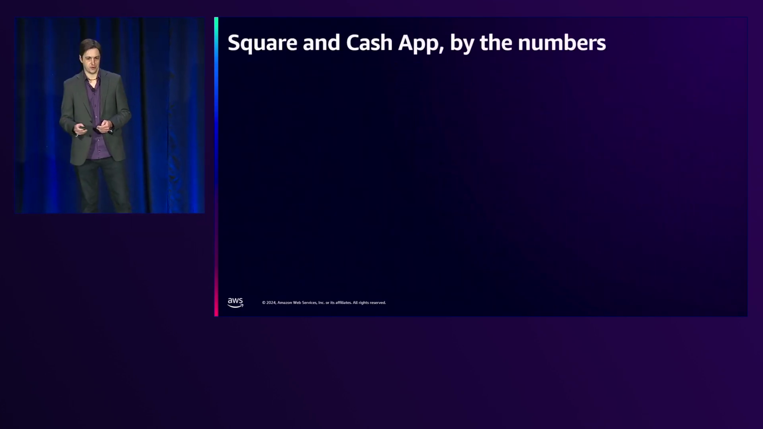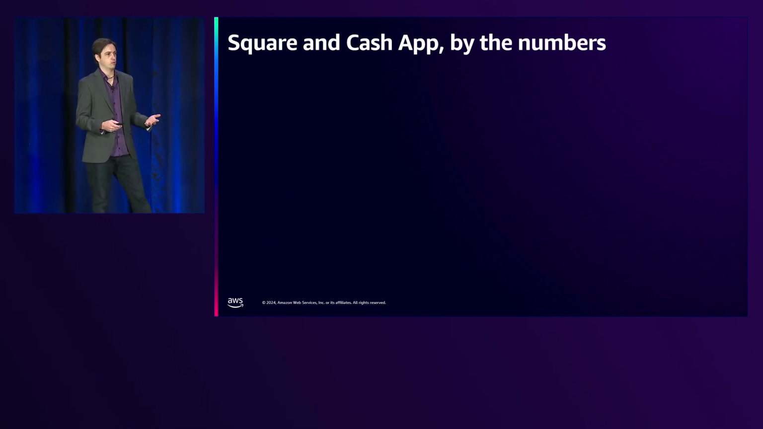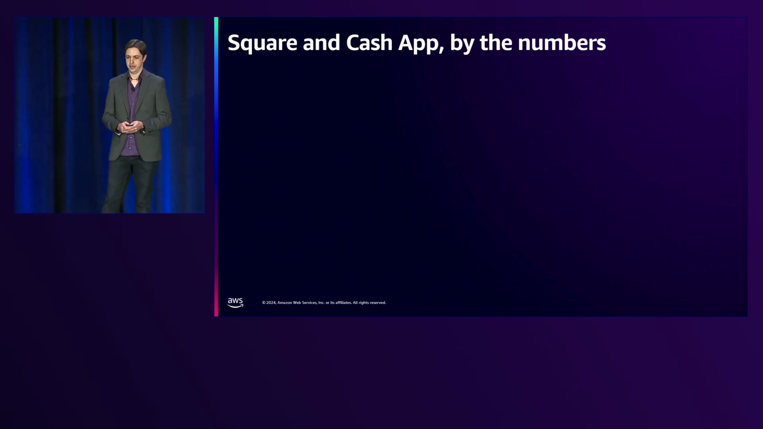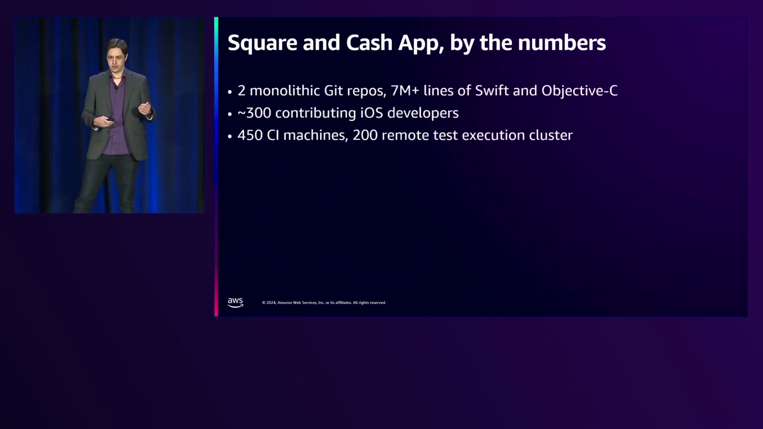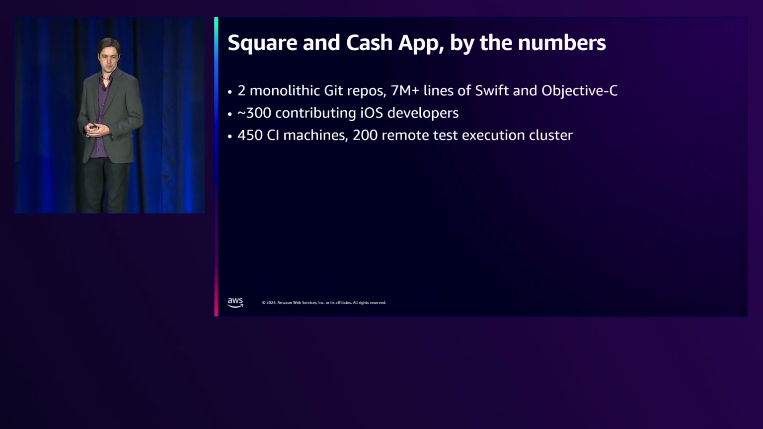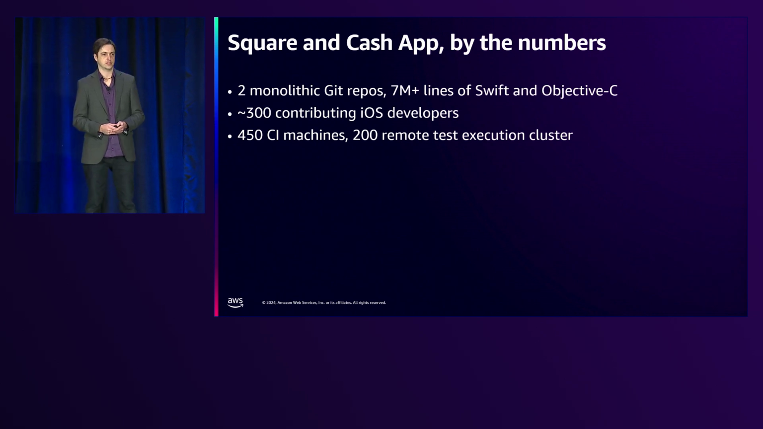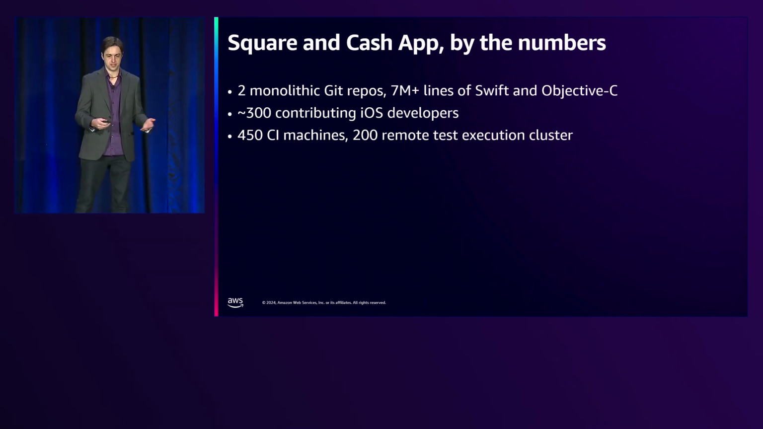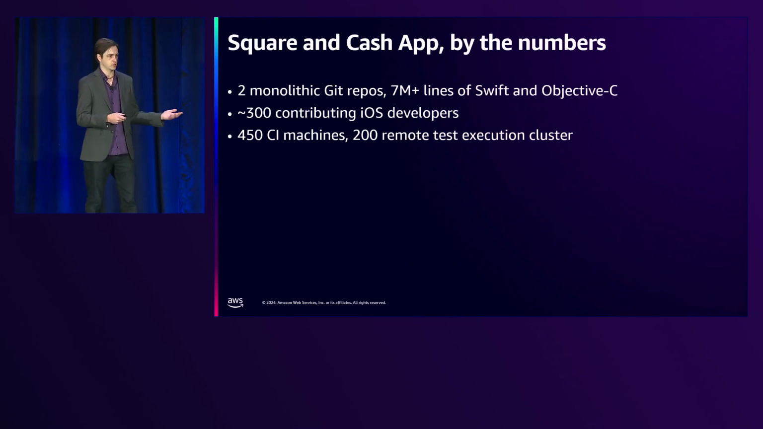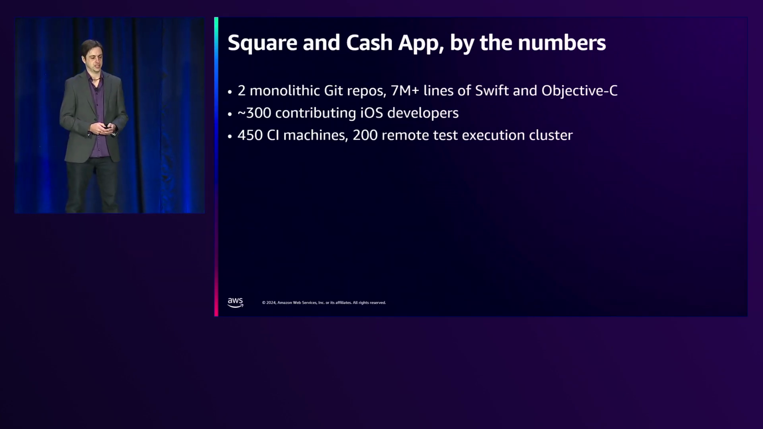I'll come back to the story a bit later, but usually this is the part where I have to explain what you need 500 Macs for, to compile and build some iOS apps. So to give a sense of scale, there are 2 large code repos, 7.5 or so million lines of Swift and Objective-C, not counting all the dependencies. Several hundred iOS developers actually contribute to Square and Cash App. And this is our current rough size in terms of CI machine footprint.